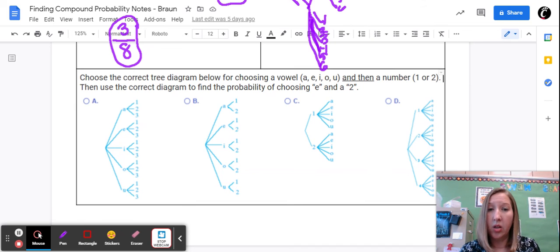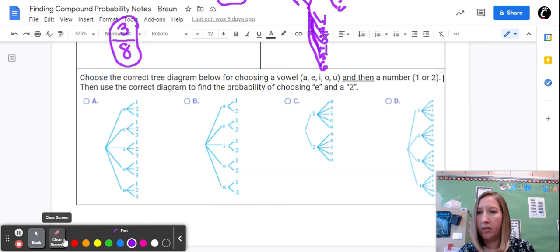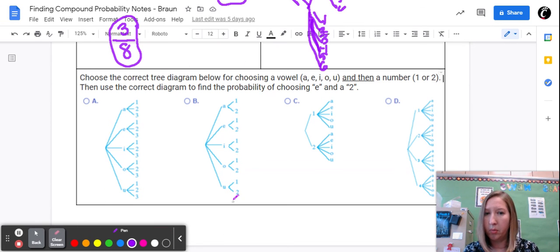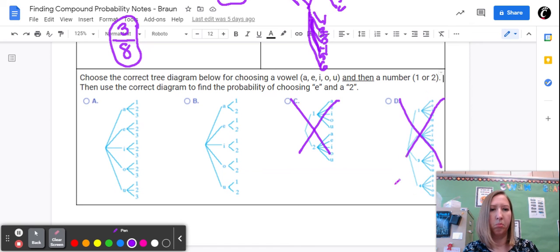So we're first going to look for which one has the correct tree diagram. So we're saying our first action is going to be choosing a vowel. So I want to look for A, E, I, O, and U. And for A, we've got those listed first. For B, we have them listed first. For C, they list out our numbers first. So that is not what we're looking for. And for D, we list out numbers, but we also added 3 and 4, which are not even part of our action. So we're looking at A or B.